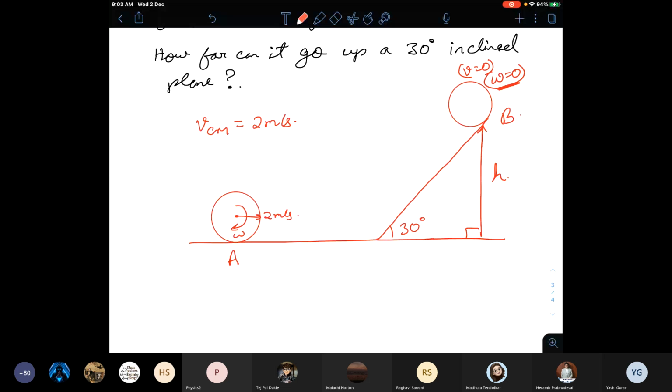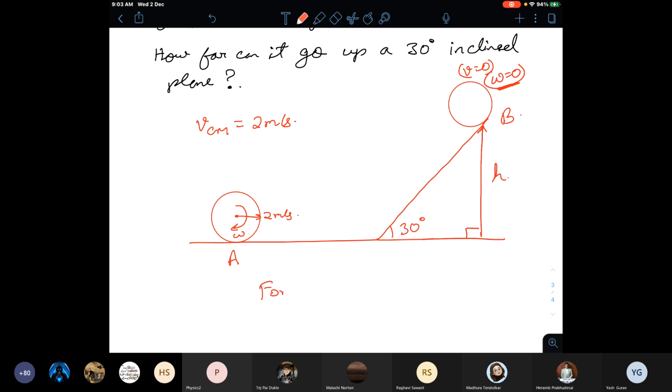But if it is not asked, in most of the cases, this is the situation: what is the height it will go up to and stop. Stop means neither translatory velocity nor rotational velocity. Both the velocities have become zero. So what I can do here is, again, I told you on an inclined plane, whenever velocities and all is given, we apply conservation of energy.